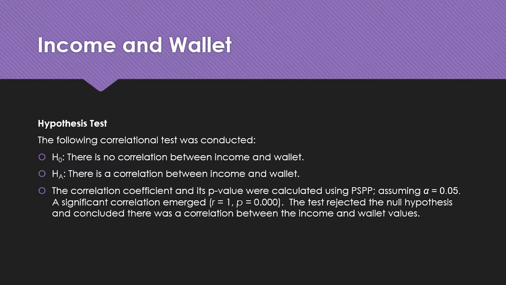Next stop is income and wallet. The null hypothesis in this case was there was no correlation between income and wallet. The alternative hypothesis is there is a correlation between income and wallet. When we did the testing, we found out that the correlation value is a solid 1, which means this is a pure positive correlation. If you see a visual aid like a scatter plot, it's almost like 1 to 1 on a trend line, and the p-value here is 0. So we can conclude that the null hypothesis is rejected, and that there's a very strong correlation between the income and the wallet values.